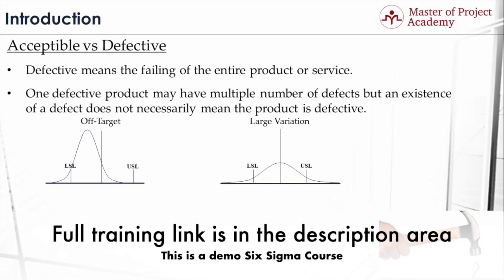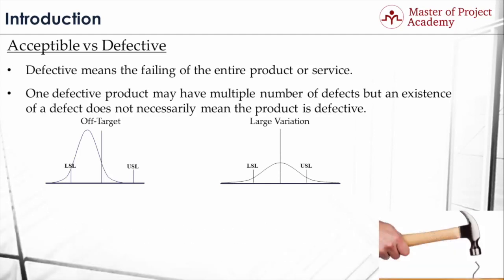Large variation is noticed when the normal distribution curve is flatter in shape. In this case, the specification spread becomes smaller than the process spread. It reduces the short-term process capability.